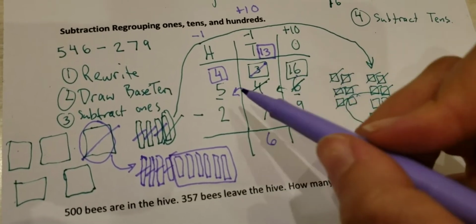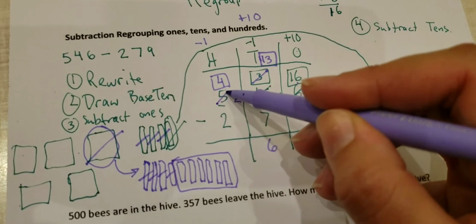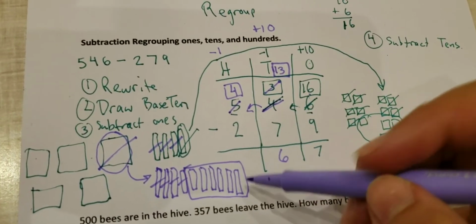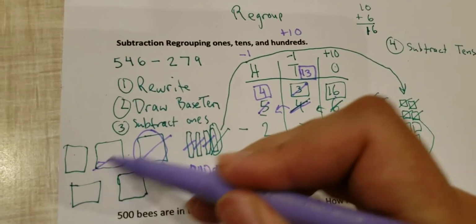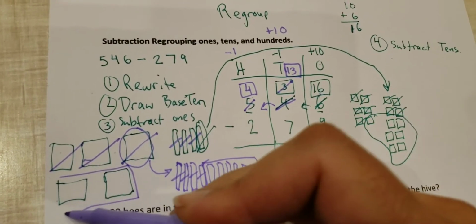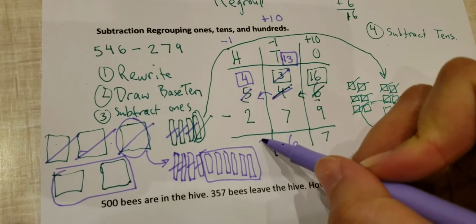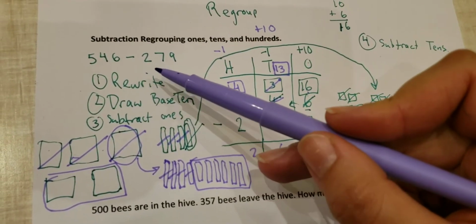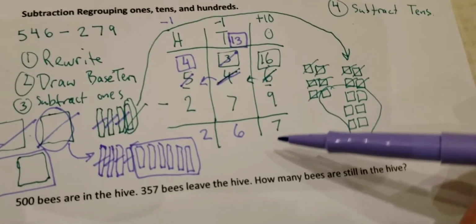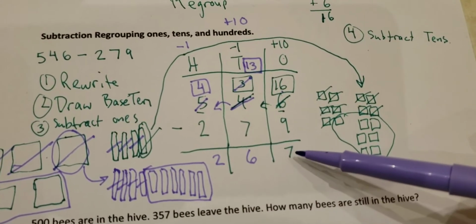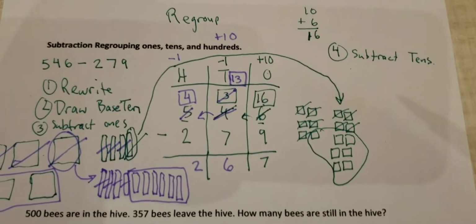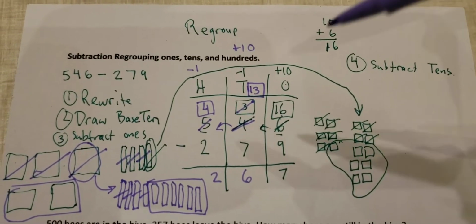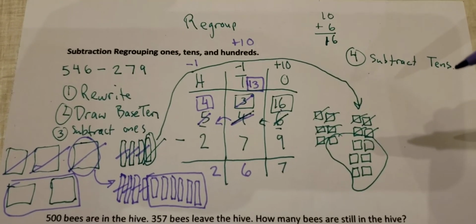Okay? All right. Oops, I forgot to cross this out as well, saying, hey, we took care of them already and did our regrouping. 4 minus 2. That leaves us with 2 hundreds. Okay? So 546 minus 279 leaves us with 267. Okay? So that is how we subtract with regrouping the ones, tens, and hundreds.